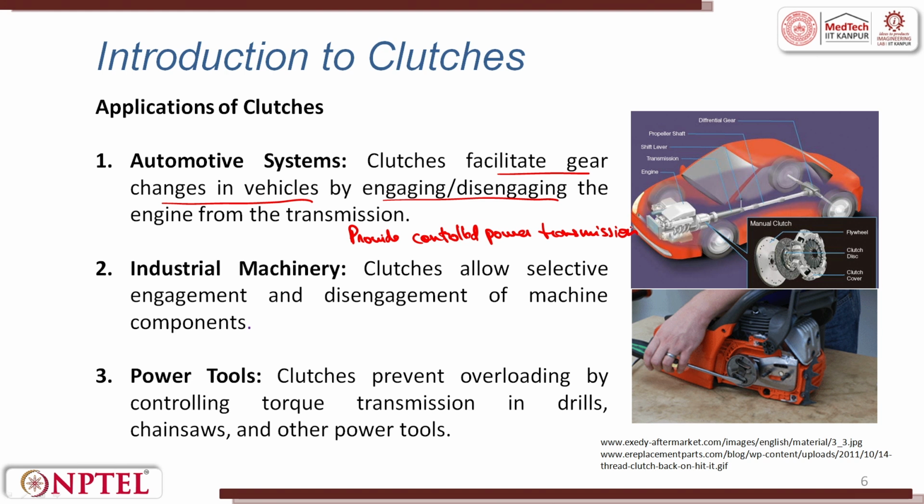Then we have industrial machinery where clutches are used heavily. Clutches allow selective engagement and disengagement of machine components. When I say selective engagement, this means flexibility is allowed. I would say this ensures flexibility and efficiency in the operations.